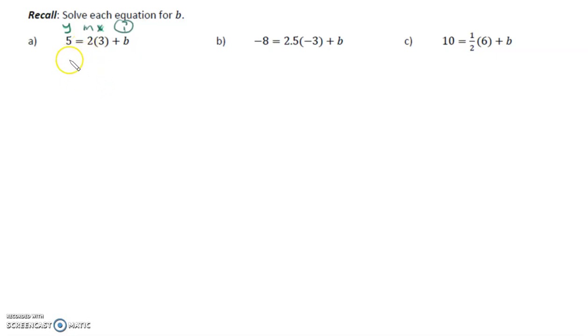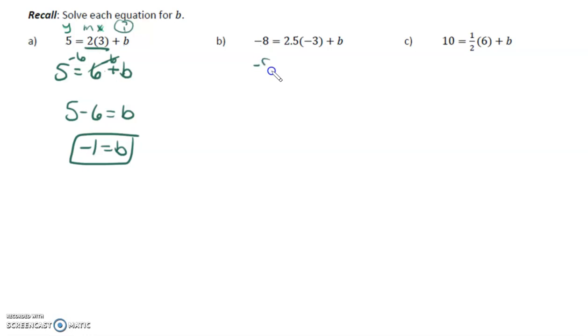So this is just simplifying and rearranging. I'm going to bring down the 5. 3 times 2 is 6. Bring down the plus b. Now isolate for b. Negative 6 on both sides. Those cancel. What is 5 minus 6? It is negative 1.